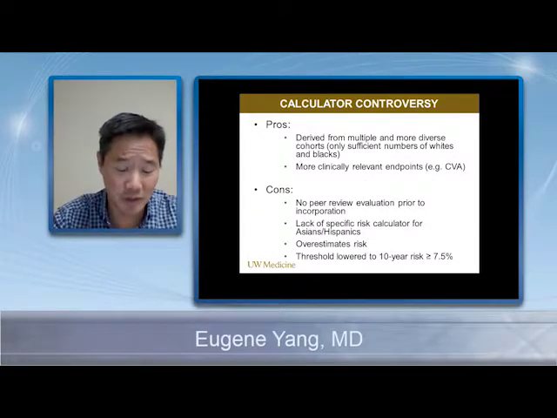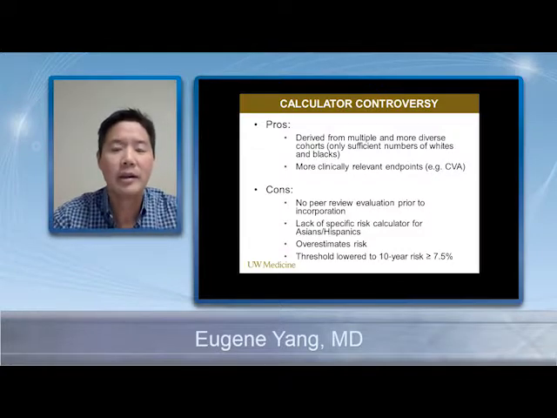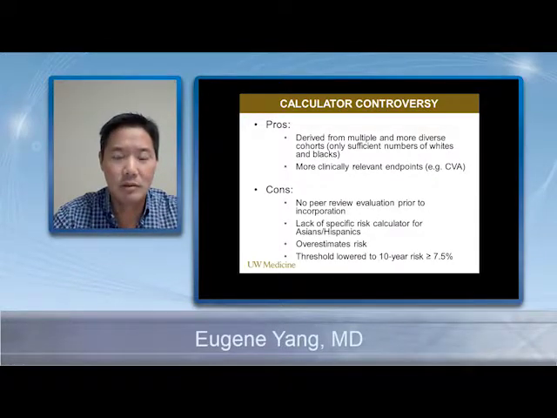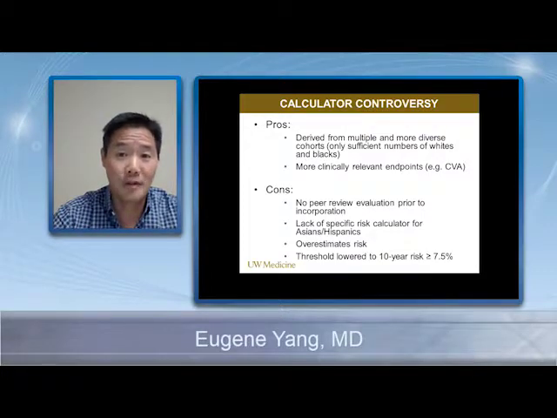The pros of the new model are, one, that they did derive the new risk calculator from multiple and more diverse cohorts. Unfortunately, there were only sufficient numbers to really accurately estimate risk for whites and blacks, and not Hispanics and Asians. And they did include more clinically relevant endpoints, including stroke.